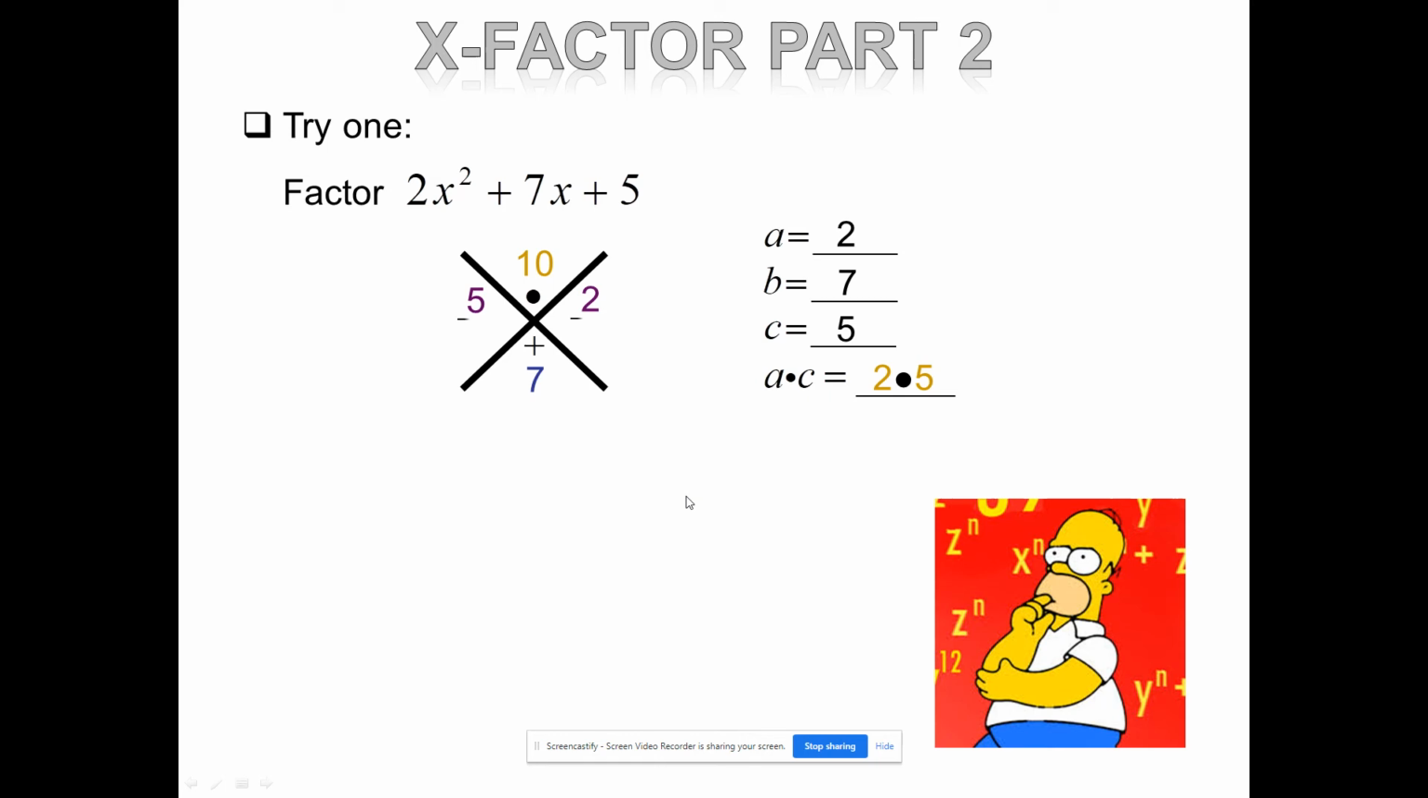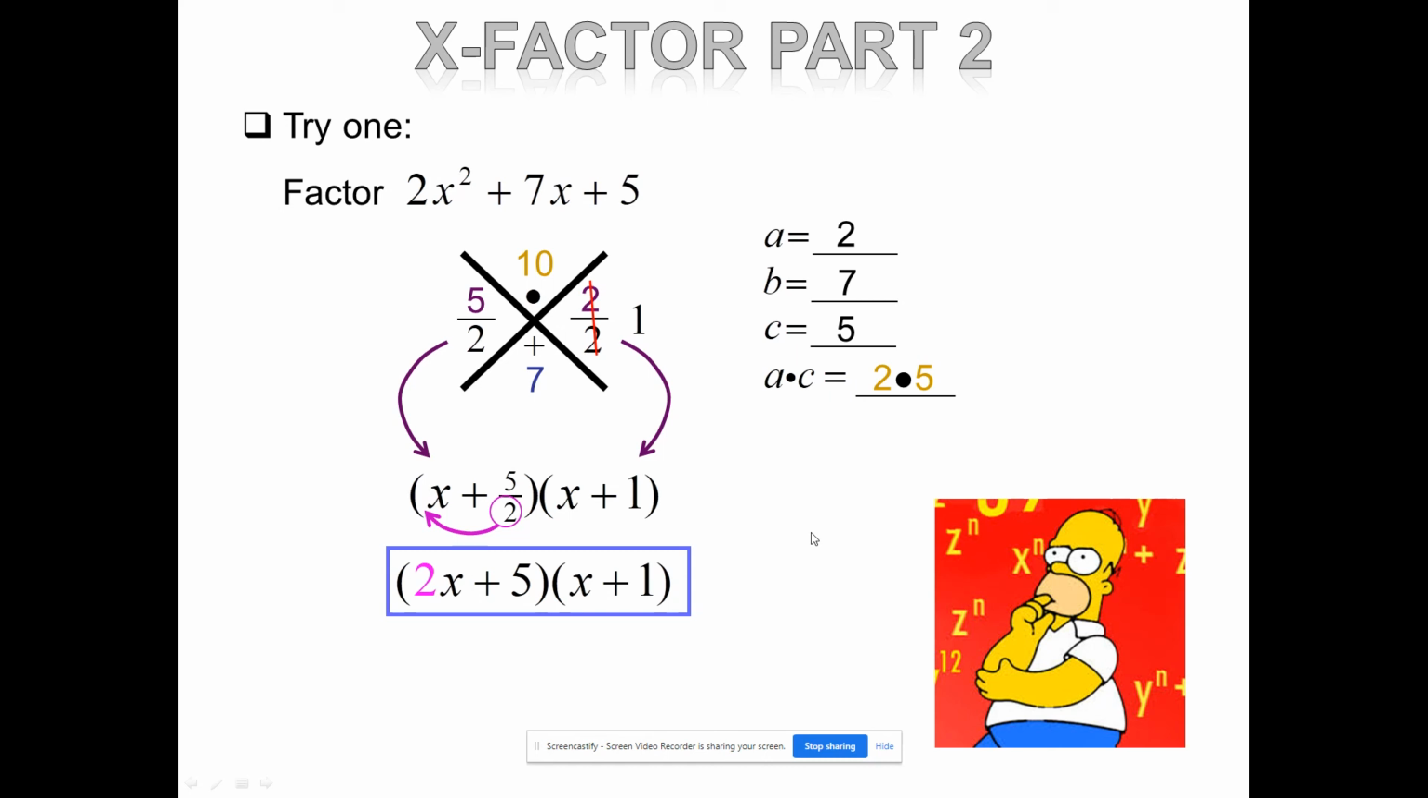But we need to divide by a, so we're dividing by 2. 5 divided by 2 does not reduce, but 2 divided by 2 does. So we're going to turn it into 1. Now we have to write them as factors. So that's x plus 5 over 2, and if you wanted to, you could have brought the 2 over right away. Here we have x plus 1. I'm going to bring the 2 over now, and I end up with 2x plus 5 times the quantity x plus 1.